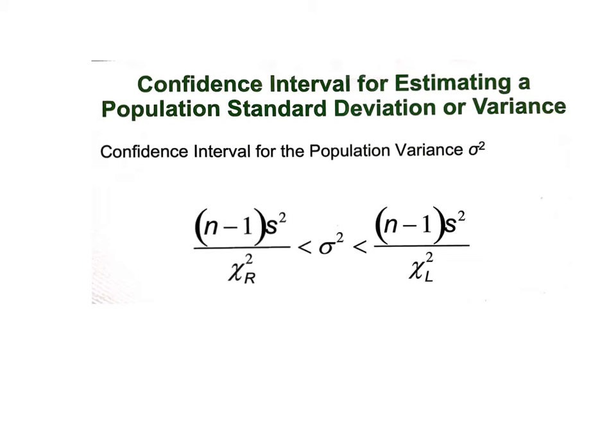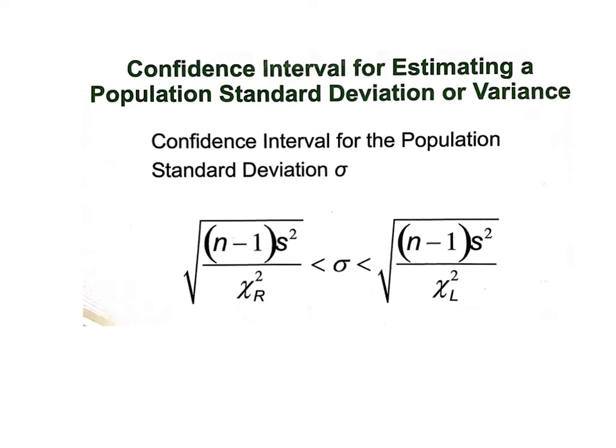Confidence interval for estimating population variance. Here are our formulas. We saw this early. These are our critical values. Degrees of freedom times sample variance over our chi-square critical value, and that's the right side, by the way. And then over here, degrees of freedom times sample variance over chi-square left side. All right, so that's the math. That's what we're going to do on the calculator, or we can work it out.